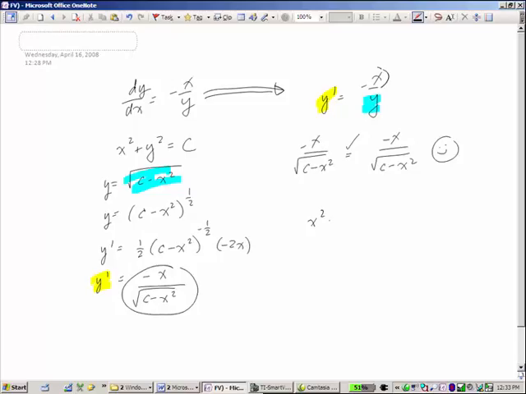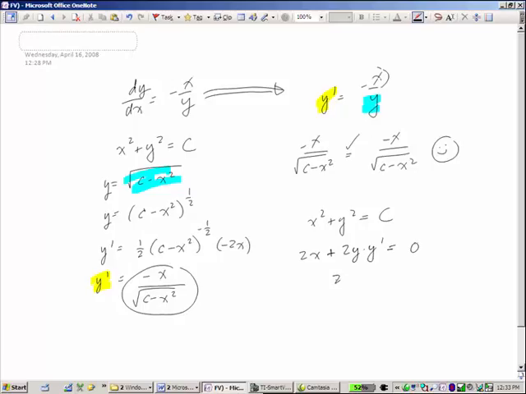I can show you the same thing by taking this equation and taking the derivative. Now, you started by saying 2x plus 2y times y prime, because we are doing implicit differentiation. The derivative of c is 0.